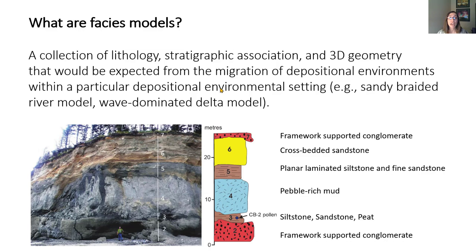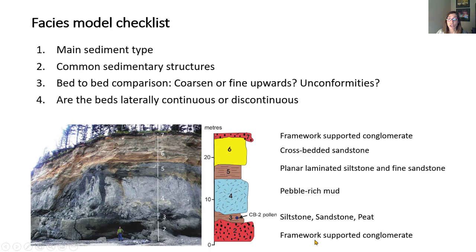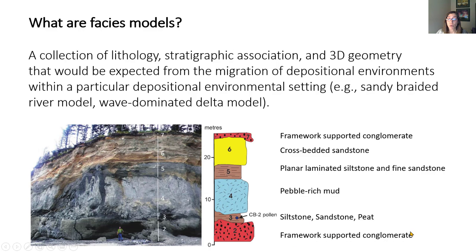So here is the kind of facies model that one might draw up for a set of rocks. On the left-hand side is a picture of an outcrop and the corresponding model that's been drawn on the right-hand side. A geologist has made some interpretation of the types of rocks that they've observed: framework-supported conglomerate, siltstone, sandstone, peat, pebble-rich mud, planar laminated siltstone and fine sandstone, cross-bedded sandstone, and framework-supported conglomerate.